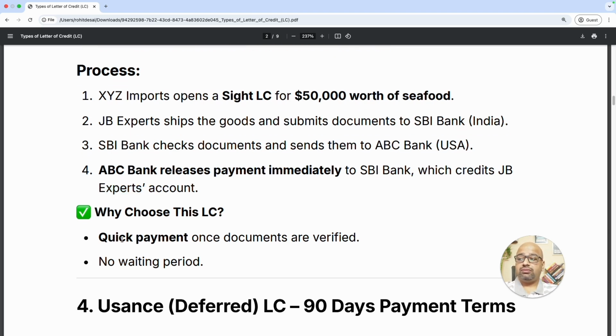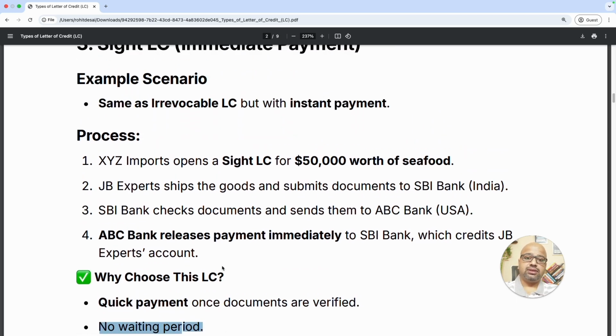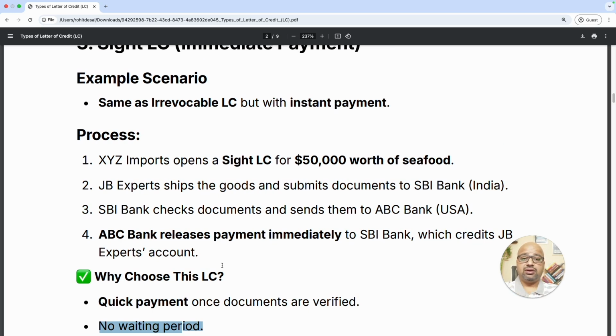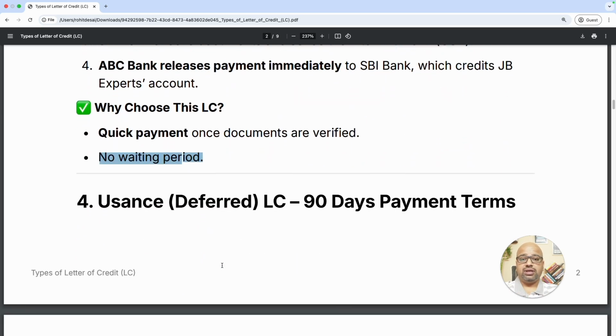So why choose this? Very quick payments. Submit your documents, you will get your payment. No delays here, and no waiting period also. Sight LC is the safest and the fastest LC that you can use in international trade.